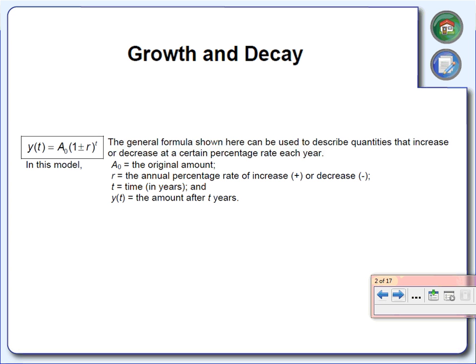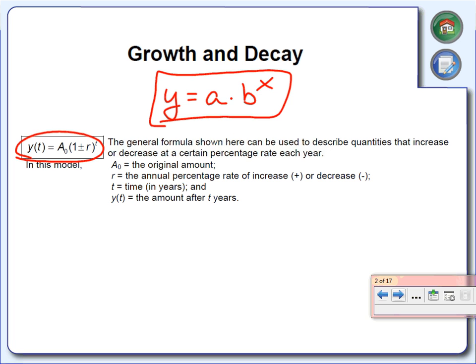Like I said, on Friday, we were looking at the equation in the form y equals a times b to the x power. Today, we're going to look at an equation a little fancier than that. And that's this one right here. y of t is equal to a sub 0 times 1 plus or minus r to the t power. Although that looks very confusing and difficult, it's actually very similar to what we saw on Friday. Very similar to this right here.